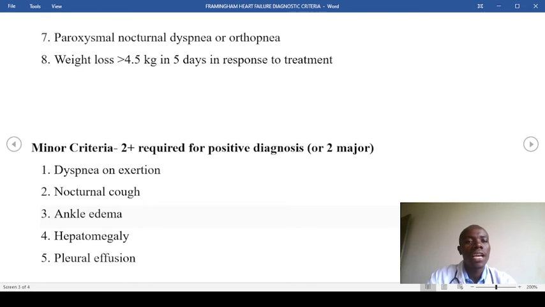Once the patient presents with two of these characteristics, then we can easily diagnose the patient as having heart failure. In the other case, we could have minor criteria, where in this case, you require two minor criteria plus one major criterion.